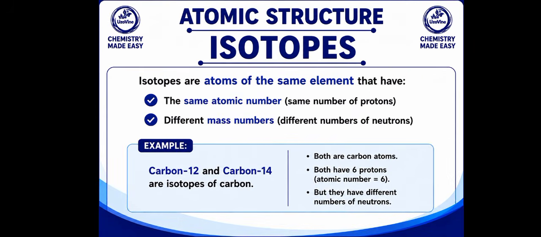What are isotopes? Isotopes are atoms of the same element that have the same atomic number. You can say same number of protons, but different mass numbers or different numbers of neutrons. Example, carbon-12 and carbon-14. Both are carbon atoms and both have 6 protons, also atomic number 6, but they have different numbers of neutrons and also different mass numbers.